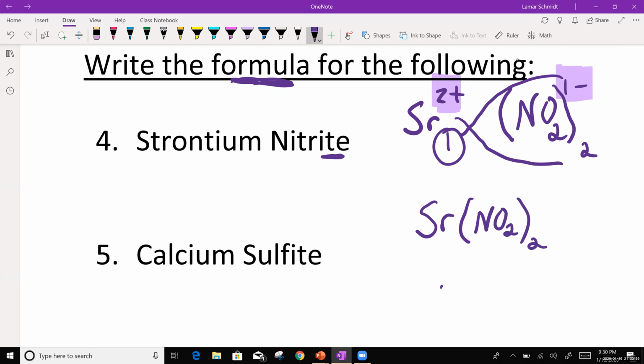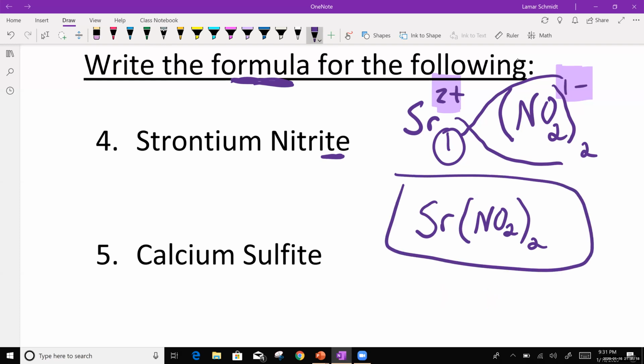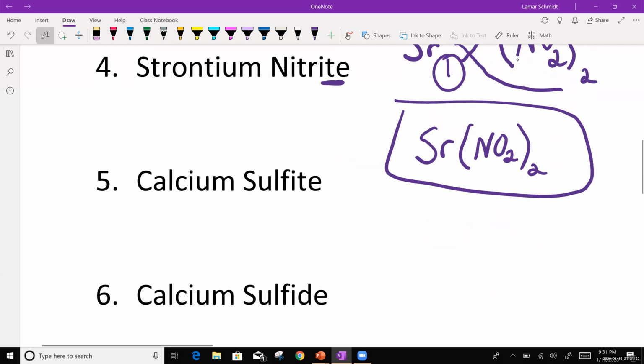You would not write Sr NO2 2. That doesn't happen. And quite frankly, we can't put that on a multiple choice test because it's impossible to type that. But if we were to ask you to write something in a short answer, that's the way to do that. Okay, and so that would be your answer. And hopefully that's what you got.